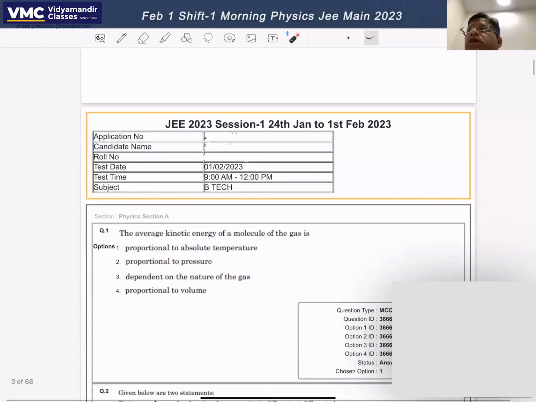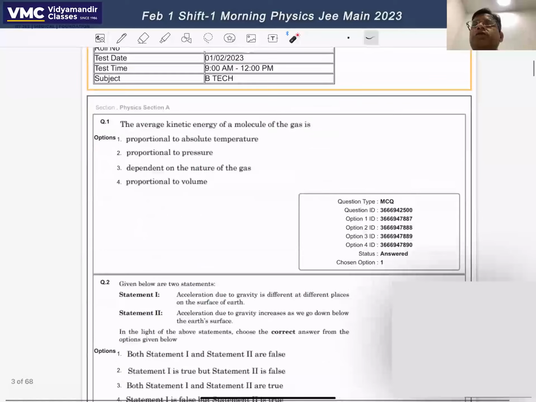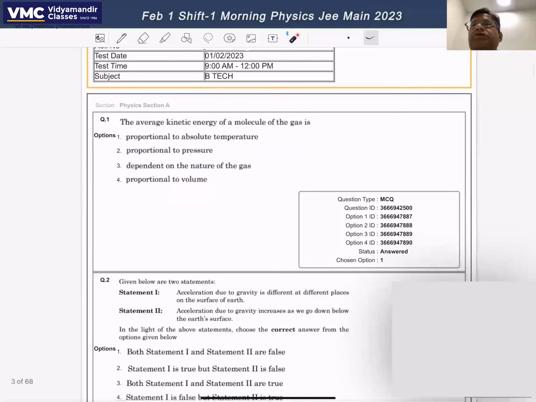So in this paper, the physics paper, this is JEE Main 2023, First Feb morning session paper, physics. So for this, you will see the first question.